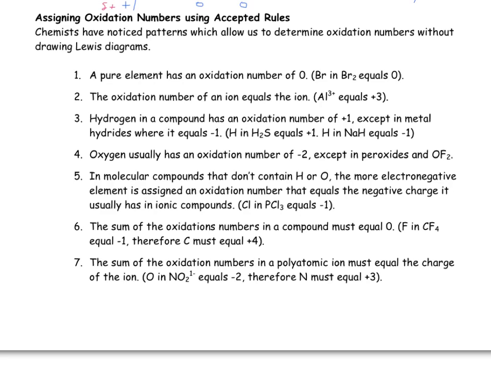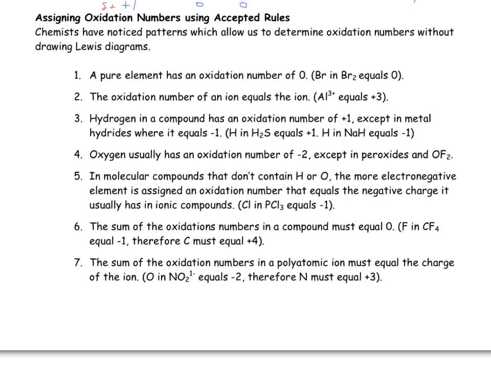The oxidation number of any ion equals the charge on the ion. So an Al3+ has an oxidation number equaling +3. Hydrogen in a compound always has an oxidation number of +1, with one exception, in metal hydrides where it equals a -1. Oxygen usually has an oxidation number of -2, except in peroxides like H2O2 and the compound OF2.